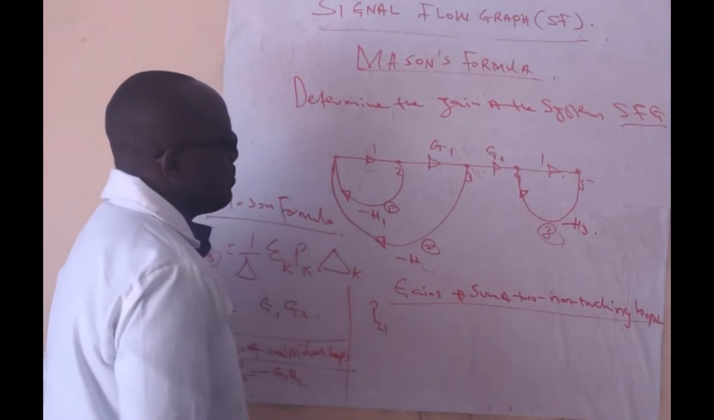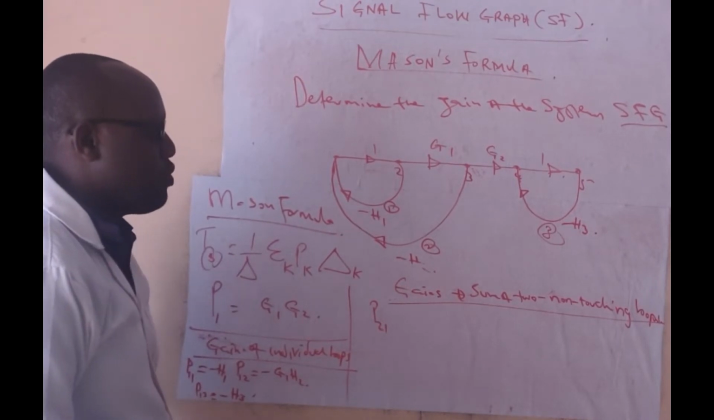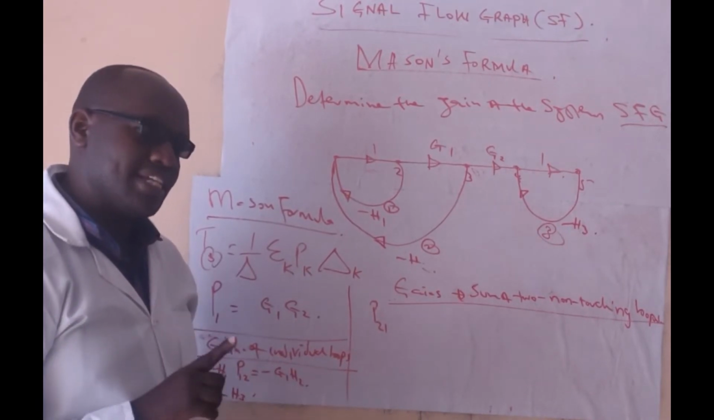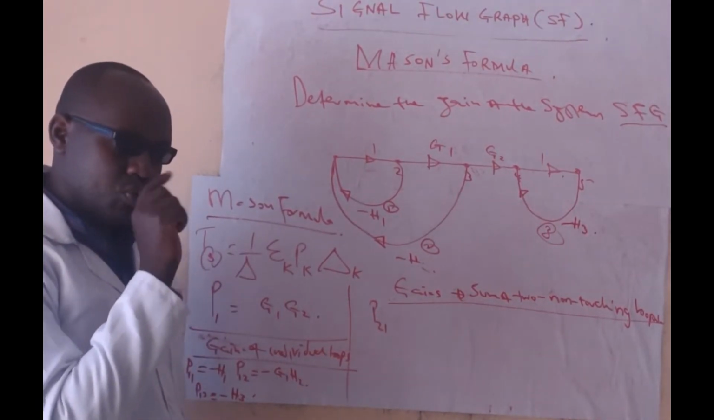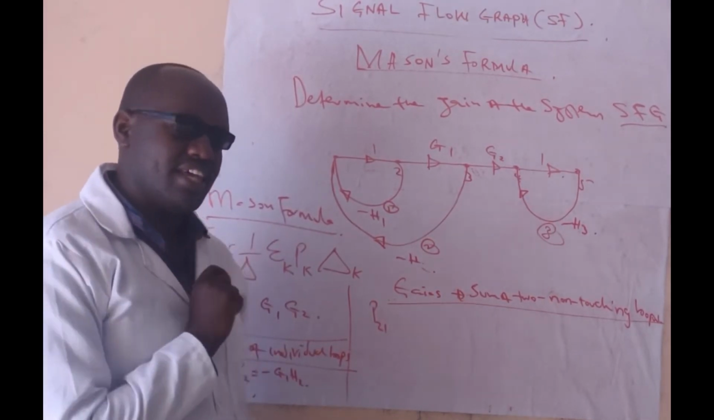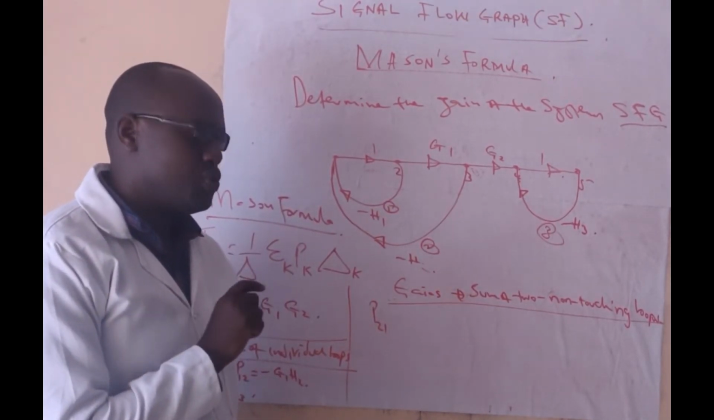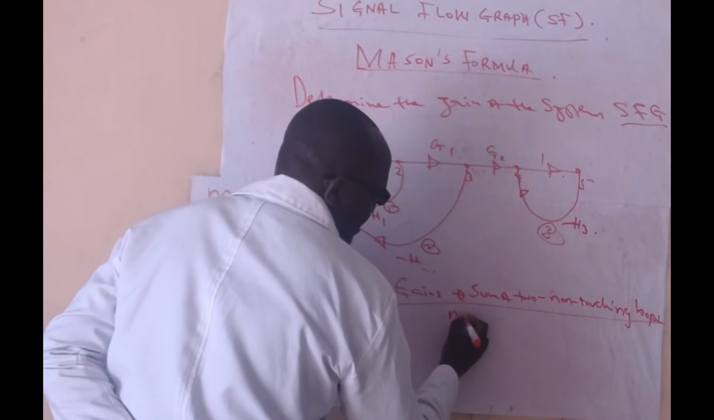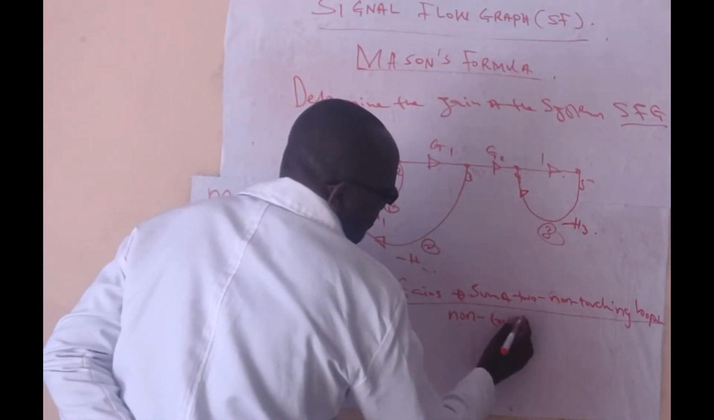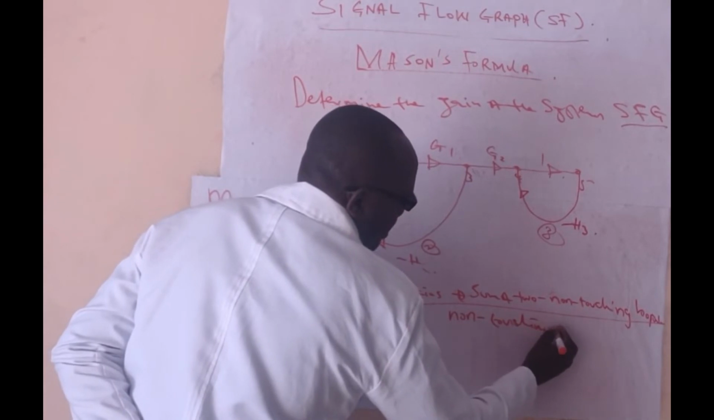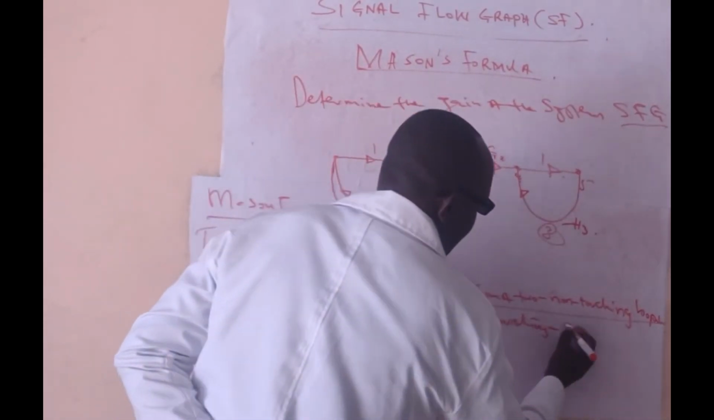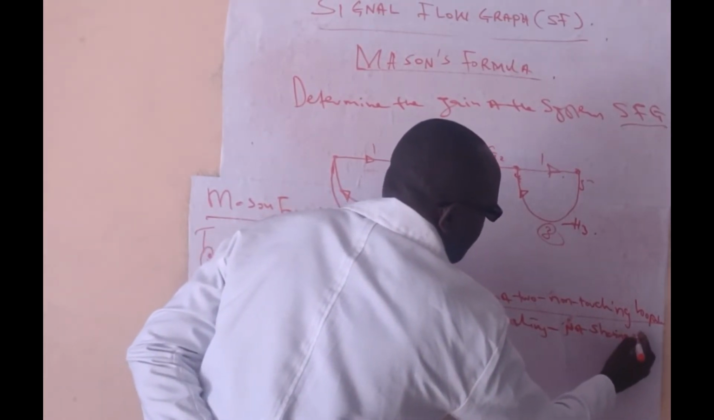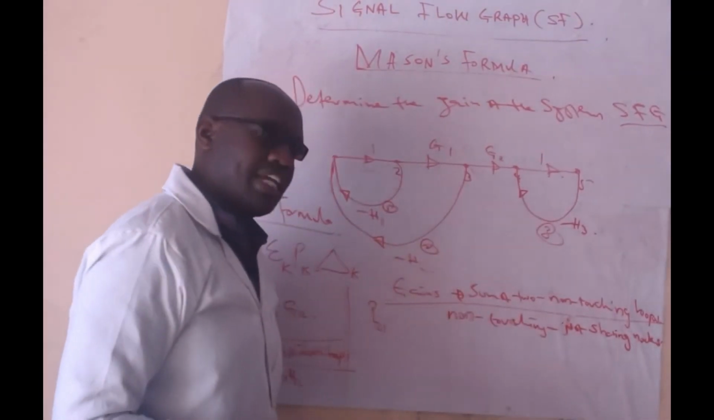Now when we say sum of two non-touching loops, it means these are the loops which are not touching each other. So we want to determine two loops which are not touching each other. What we mean is that those loops should not be sharing common nodes. Non-touching means not sharing nodes. So they are not sharing nodes.